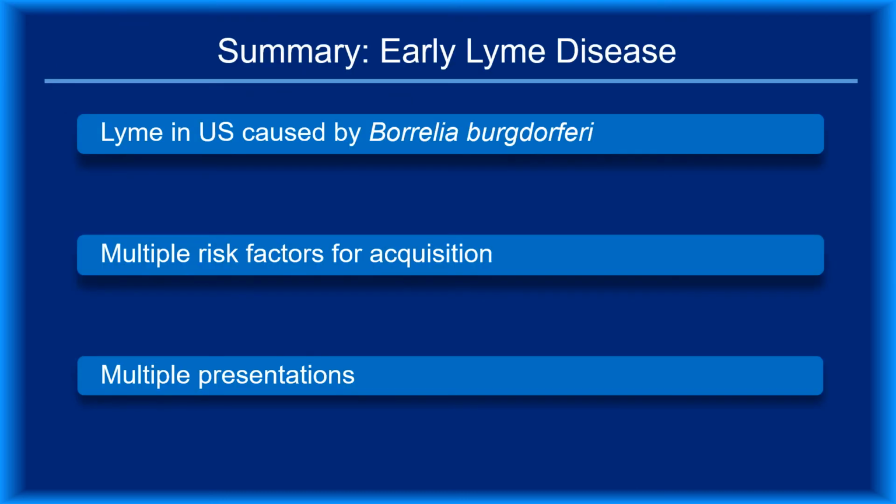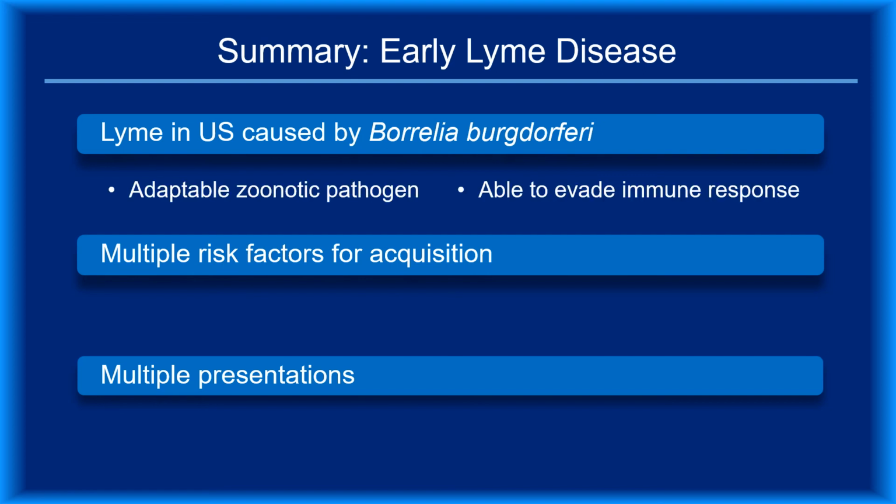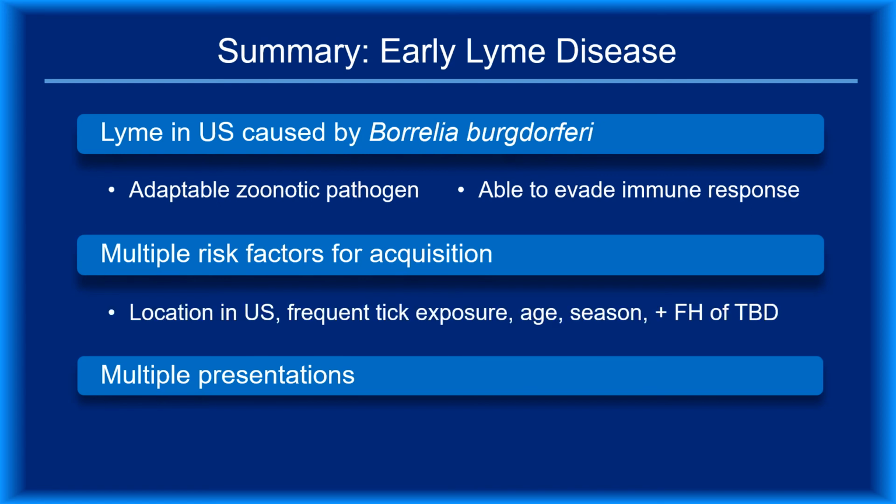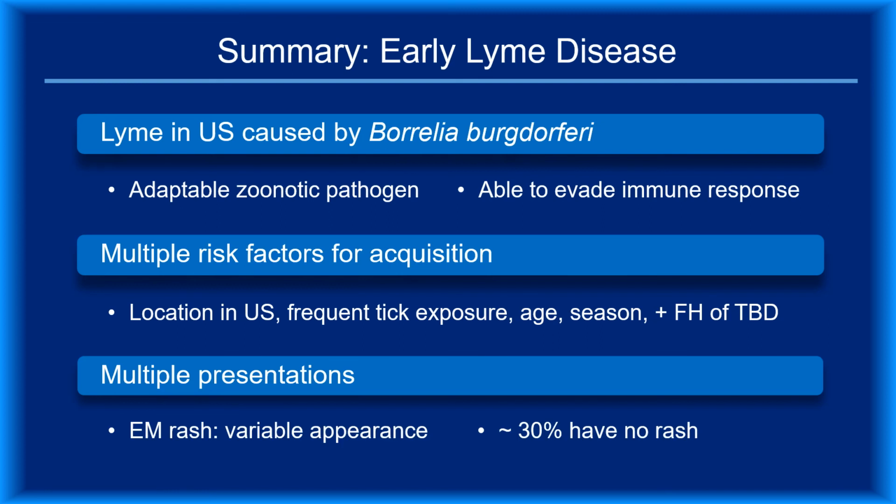In summary, Borrelia burgdorferi is the agent of Lyme disease in the United States. This zoonotic pathogen is highly adaptable and possesses several mechanisms for evading the immune response and establishing disease. Risk factors for acquiring the infection in the United States include area of residence, activities that increase exposure to ticks, age, time of year, and a positive family history of tick-borne diseases.